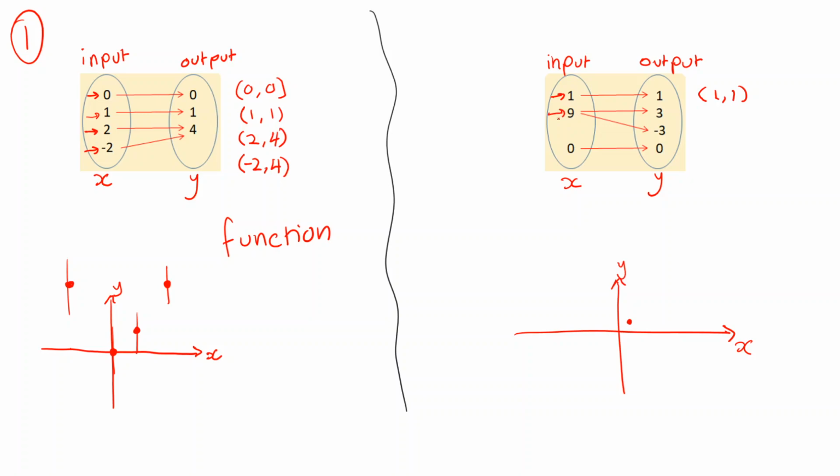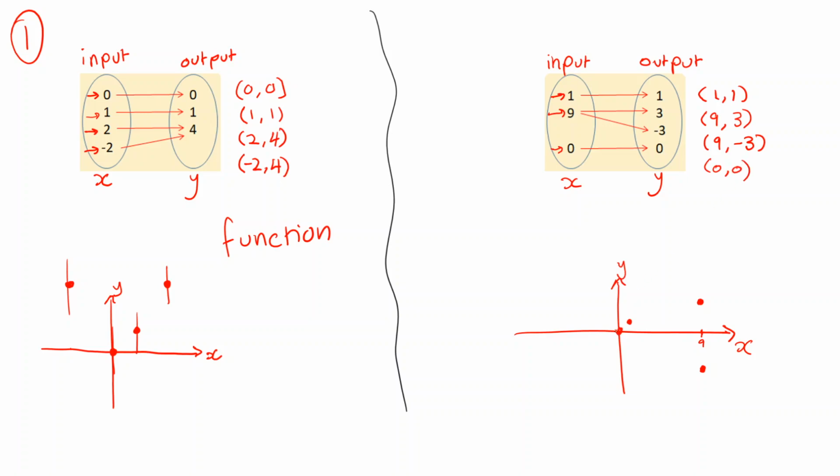I then have my input of 9. When I have an input of 9, I get an output of 3, but I could also get an output of negative 3. So let's say we've gone across 9 to about here. So I have either a 3 over here or a negative 3. And the last one, 0 to 0.